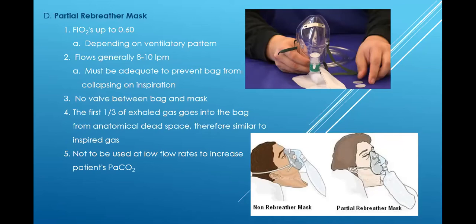We started off with the nasal cannula, or if they want it, they use a nasal catheter, right? The next step is a simple O2 mask. And the next step is a partial or non-rebreather mask. The name says what it is. The partial rebreather mask can give me FiO2s up to 60%, depending on the patient's ventilatory pattern. Okay? The flow range for a partial rebreather mask, which is the same for the non-rebreather mask, is 8 to 10 liters per minute. See how we're going up on flow? Okay, now we can use 8 to 10 liters on a partial rebreather mask.